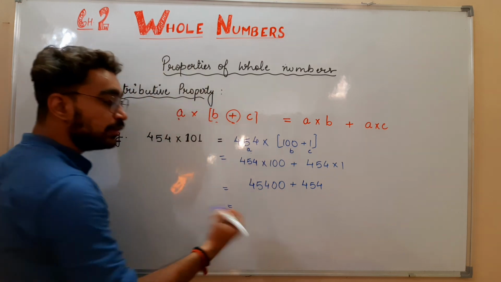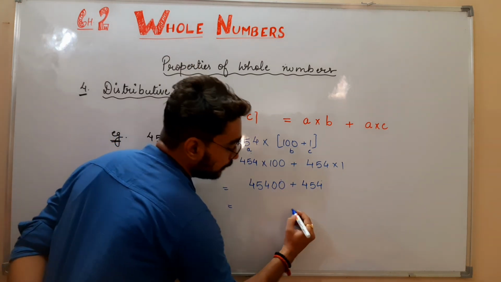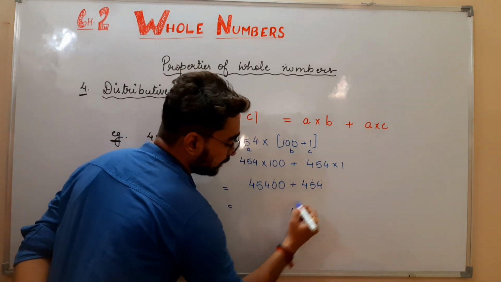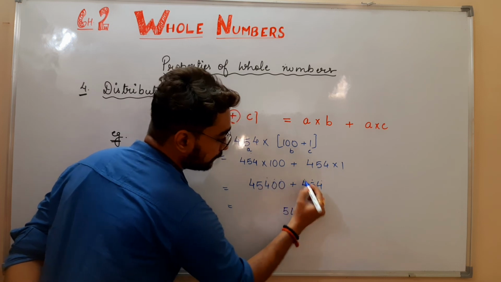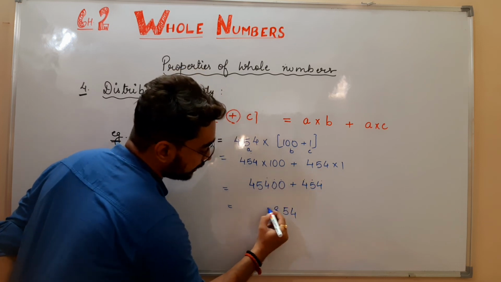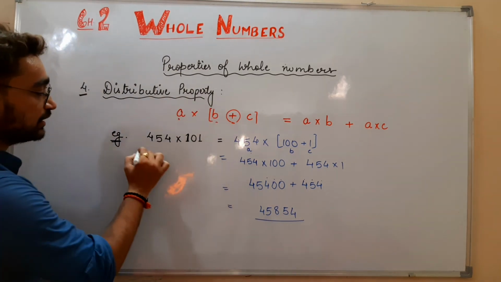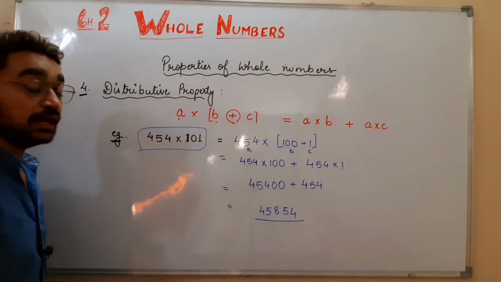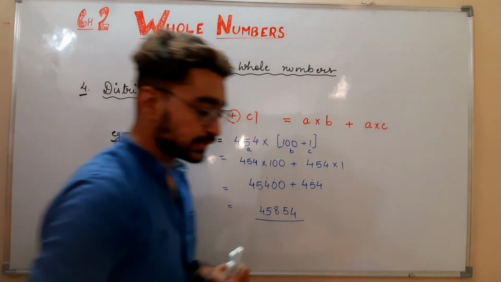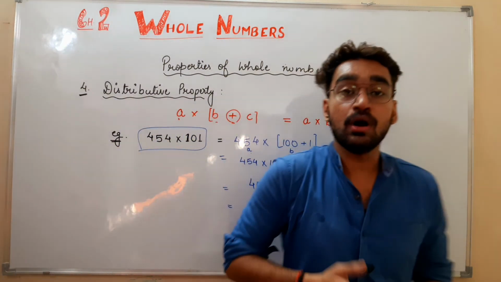Now I just want to add it. 0 plus 4, 4. 0 plus 5, 5. 4 plus 4, 8. 45,854. See how easily I can do this big multiplication if we are using distributive property. So this is just an example to show you how to use it.